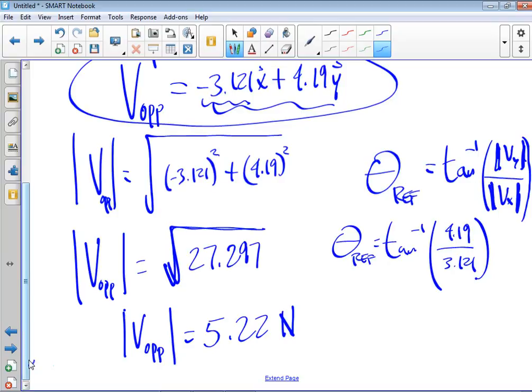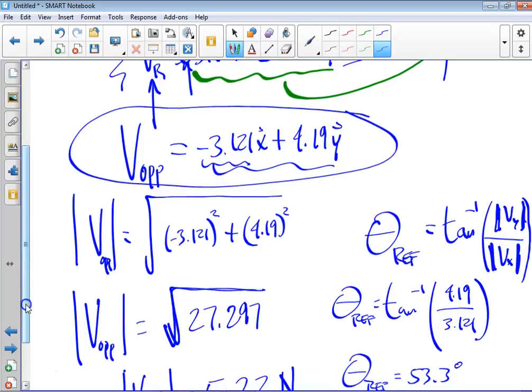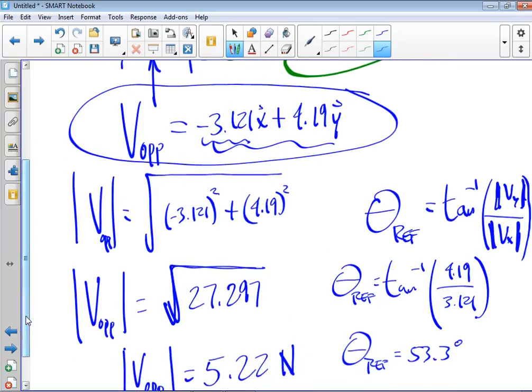So we'll try that. We'll go 4.19 divided by 3.121, and then do second tangent, and I got 53.3 degrees. So the reference angle is 53.3 degrees. Huh, what quadrant? Well, this is where your sketch, among other things, can help. We already know from our sketch that opposite vector was pointed up here in the second quadrant. So if you trust your sketch, you just put second quadrant. But there's another way to tell. Take a look at this.